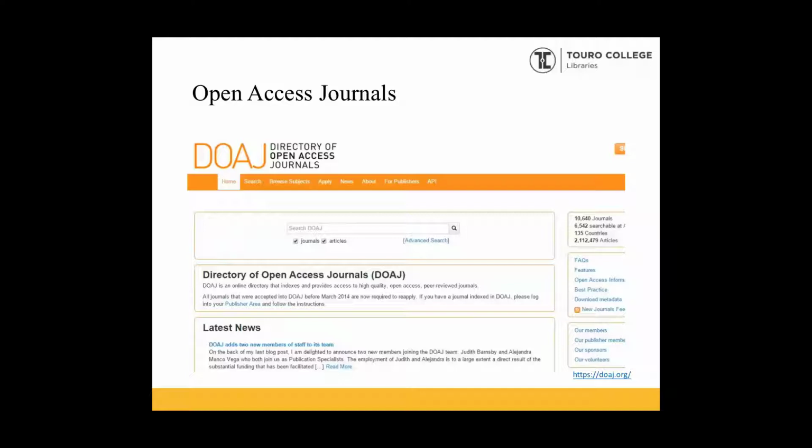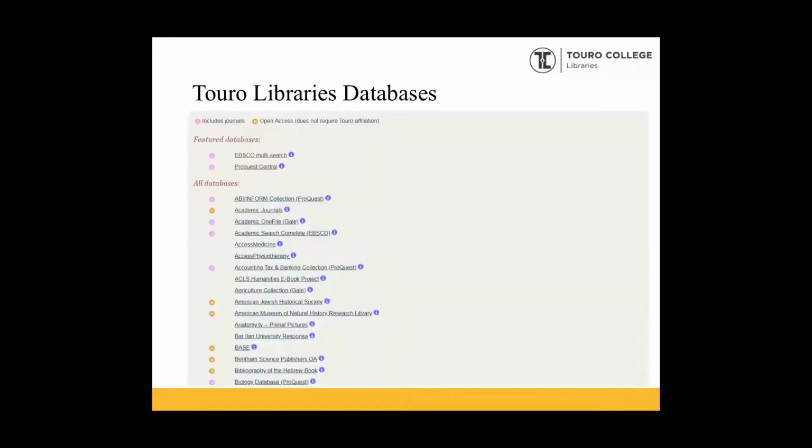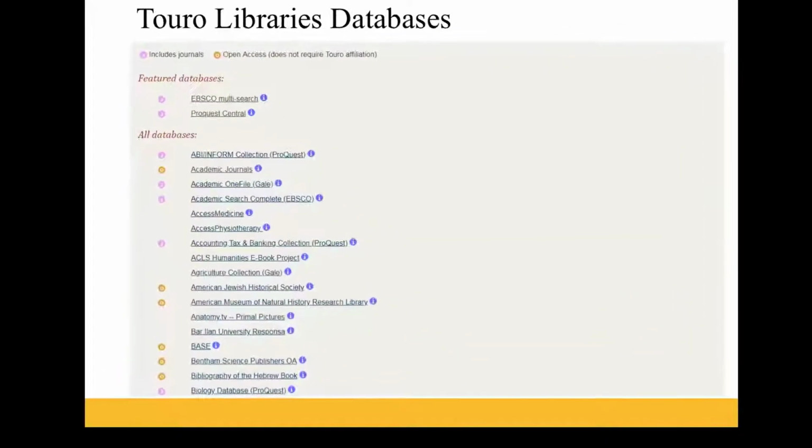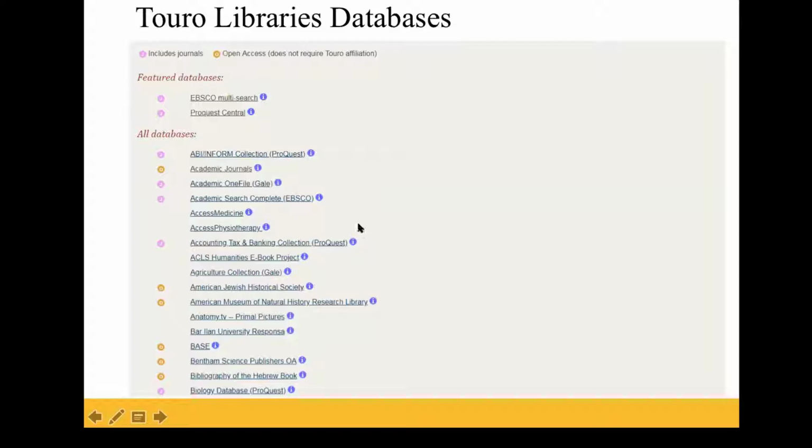You can find these journals in the directory of open access journals, or also if you're looking at our library databases, you see that the open access databases have a little O on the left. And if you click on those, then you'll know that those are open access. But again, make sure that you check what kind of Creative Commons license those articles have.